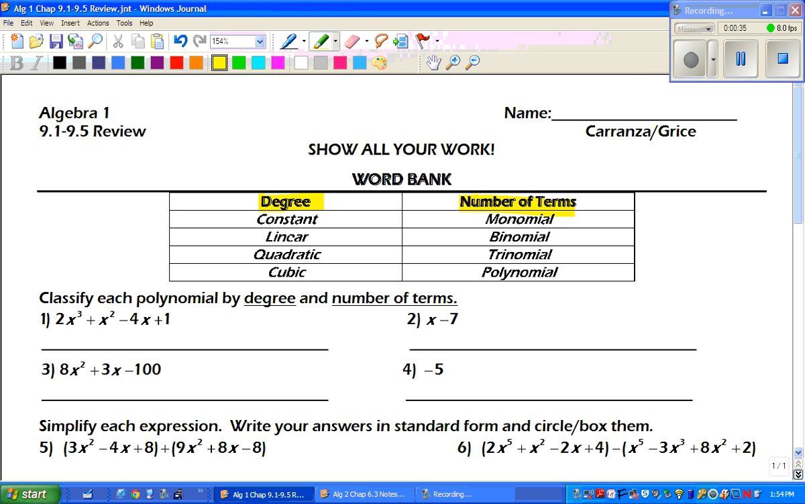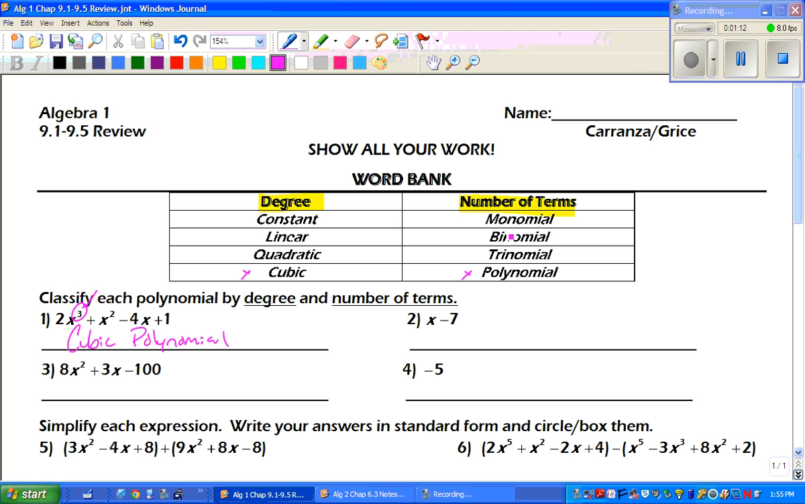Problem number 1 says we got 2x cubed plus x squared minus 4x plus 1. So the first thing I'm going to do is look at the degree. And the degree is to the third power, which means that it's cubic. Now that we know the degree, let's look at the number of terms. We got 1, 2, 3, 4. If we've got 4 terms, that means it's a polynomial. So the name of this is a cubic polynomial.